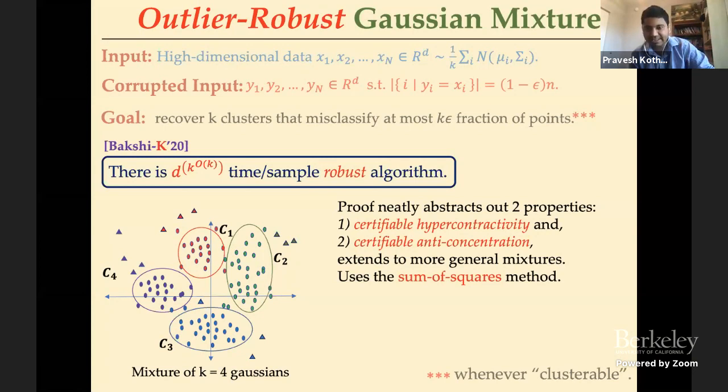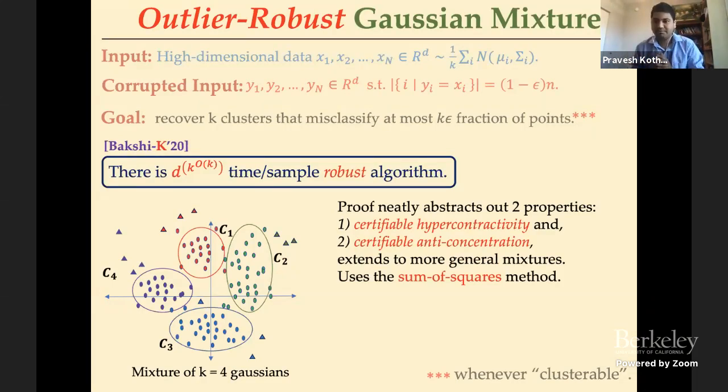So hypercontractivity is a certain statement about concentration in the distribution. In particular, what it means is that if you take any degree 2 polynomial of the Gaussian distribution, then the higher moments of it can be controlled, can be bounded in terms of the second moment or powers of the second moment. So it's a certain concentration statement. The second statement is almost like an antithesis of it. It's an anti-concentration requirement. What that means is that if you take the Gaussian distribution, project it into any direction, so take a directional marginal of it, then the probability that this 1D distribution stays inside any small interval is small.